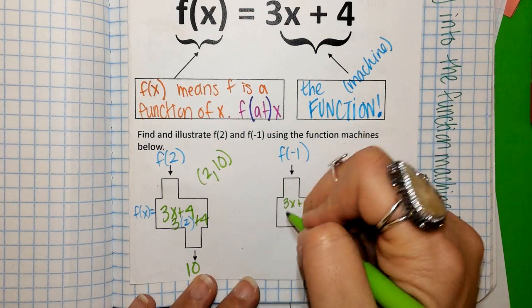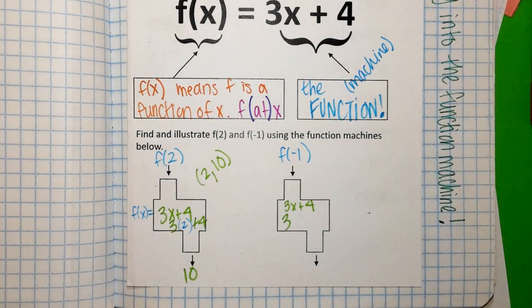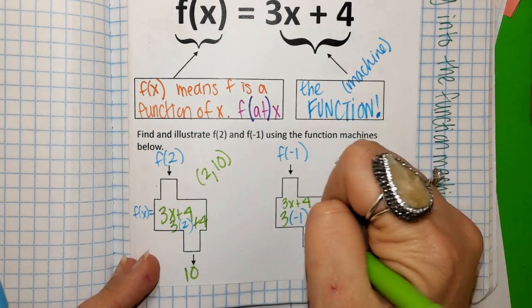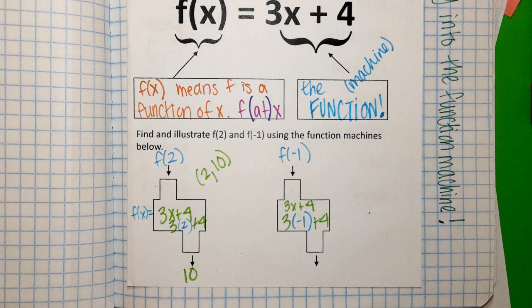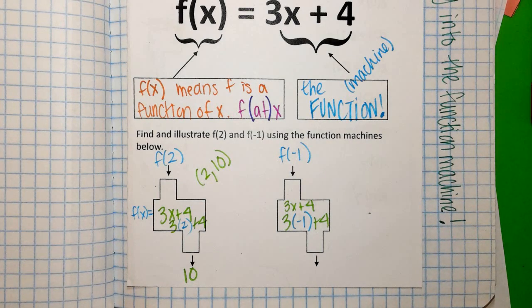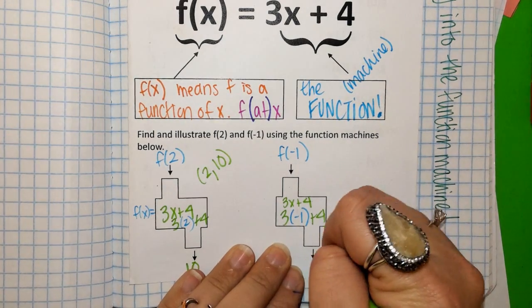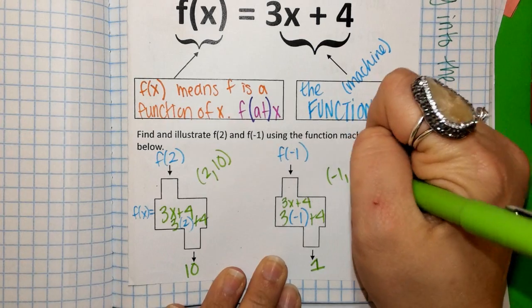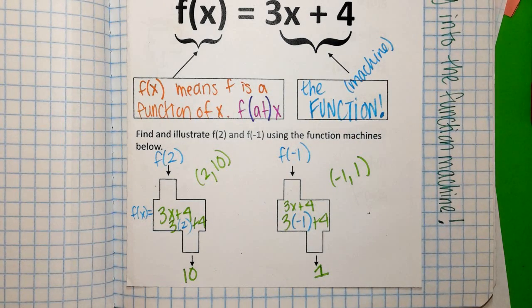So did you guys do 3 times -1 plus 4 like that? All right. What's 3 times -1? And what's -3 plus 4? 1. All right. So how do we write our coordinate? It's -1, 1. Look at you guys go. Yes. If your whole table did it and got it correct, you get a point.